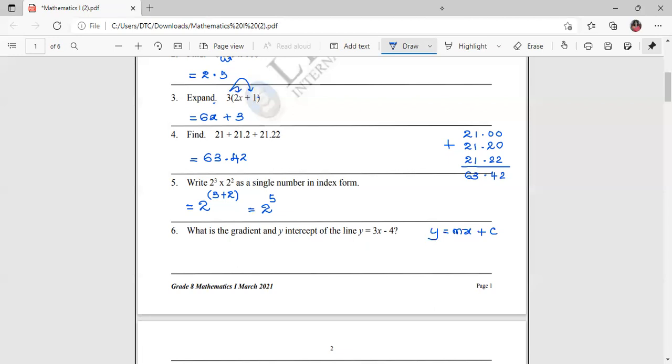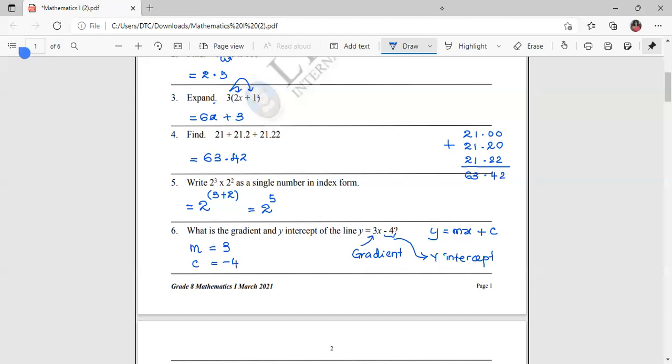So when you look at the equation, you can easily find the gradient. This 3 is the gradient, right? This is how you can write it, children. And this -4 will be the y-intercept, right? That will be the y-intercept. So then you can conclude your answer. Therefore, m is equal to 3 and c is equal to -4.